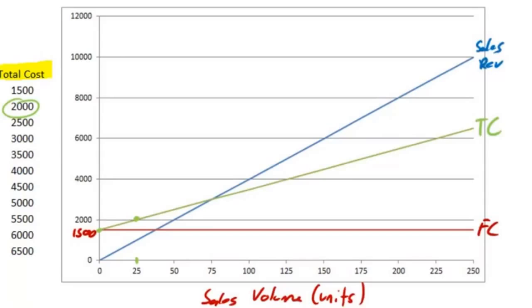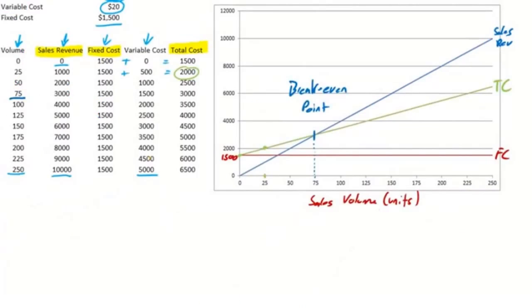There's a few things I want you guys to pick up with this graph. The first thing is, notice where the sales revenue and the total cost intersect. This point right here, this is the break-even point. And you can see that it occurs at 75 units. That's the point where we didn't earn any profit, but we didn't take any loss. We broke even. So we have to sell at least 75 units to break even. That's what this graph shows. And you can see that matches the data over here. At 75 units, I would have had total revenue of $3,000 and total cost of $3,000. So my profit would be 0.